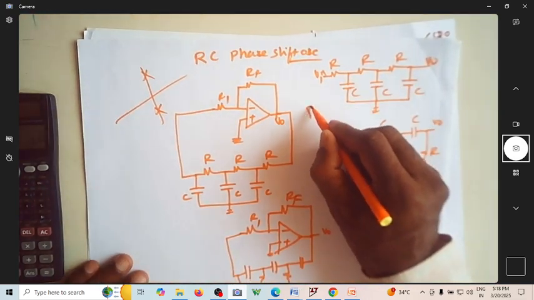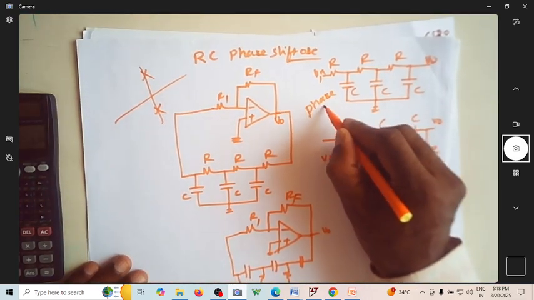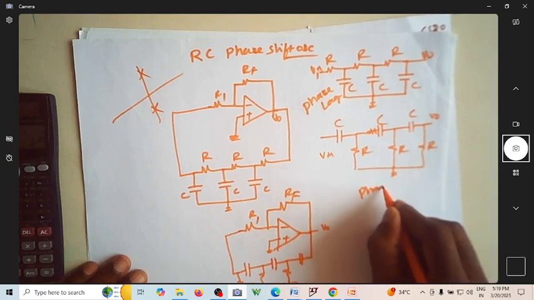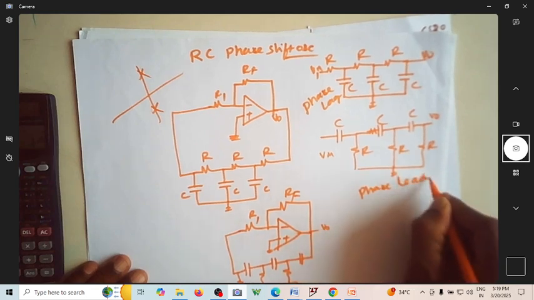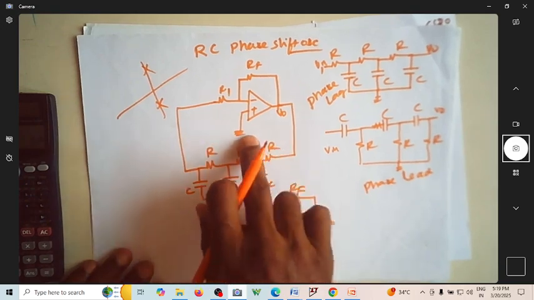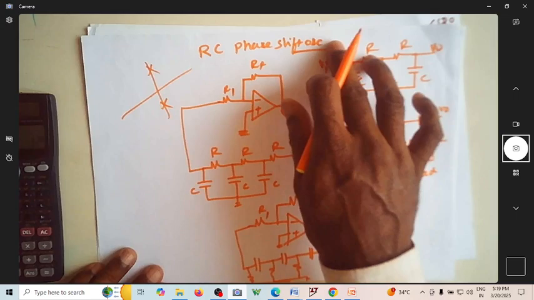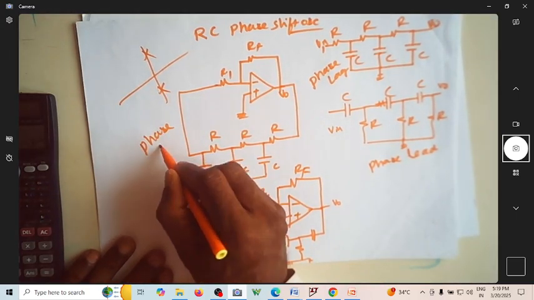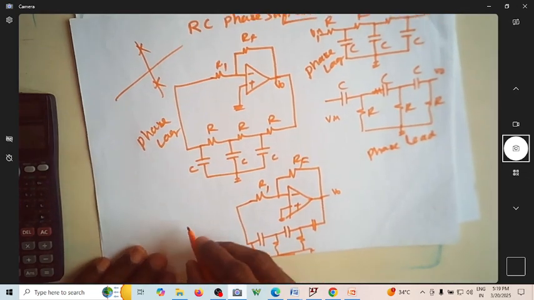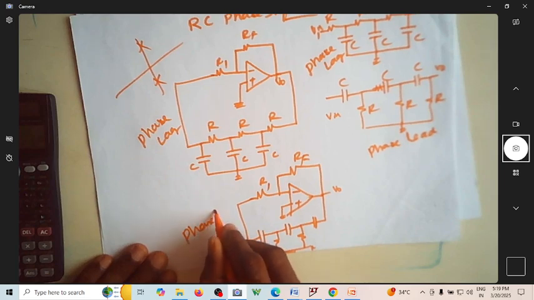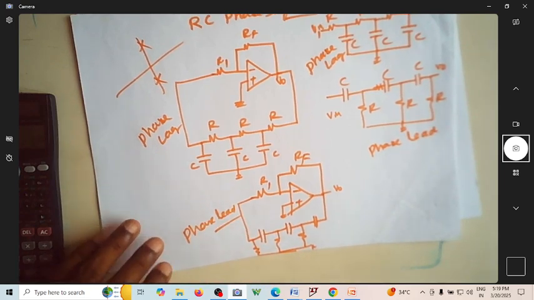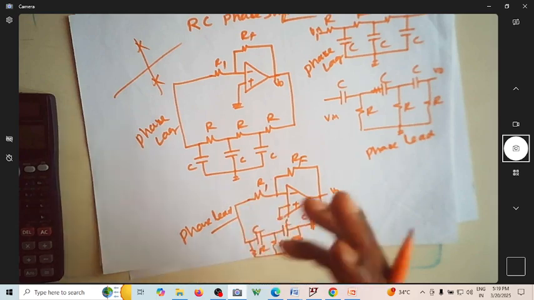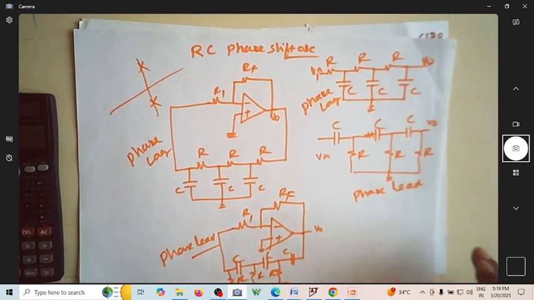Here this is phase lag. This is again grounded, phase lead. So this is a phase lag circuit. Again, both are RC phase shift oscillators, but this is a phase lag network and this is a phase lead network. So this is again C, C, C, and this is R. We'll see the working of this circuit.